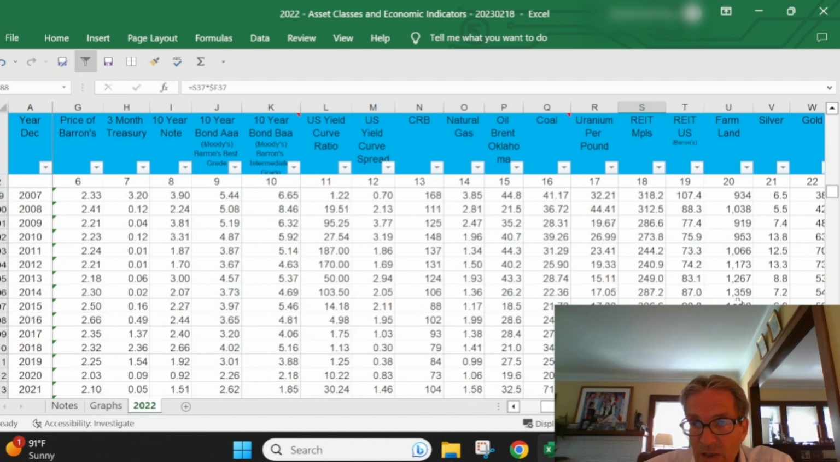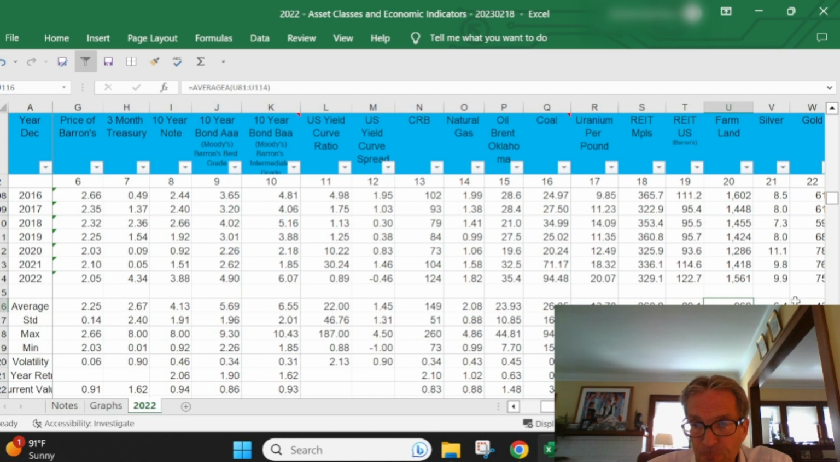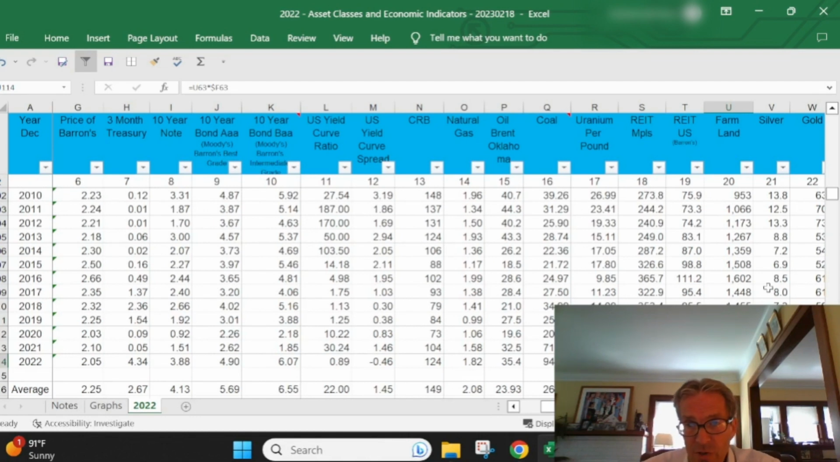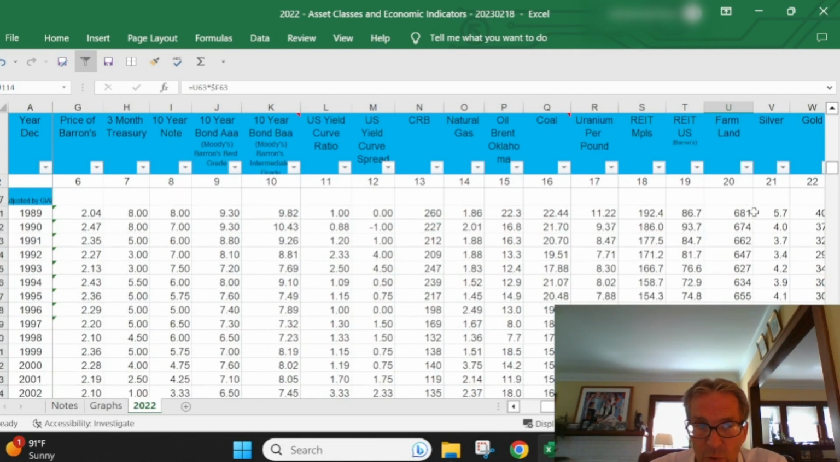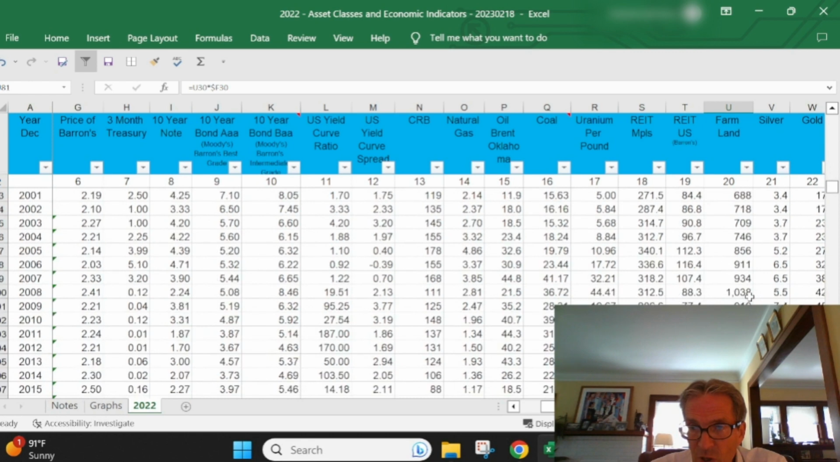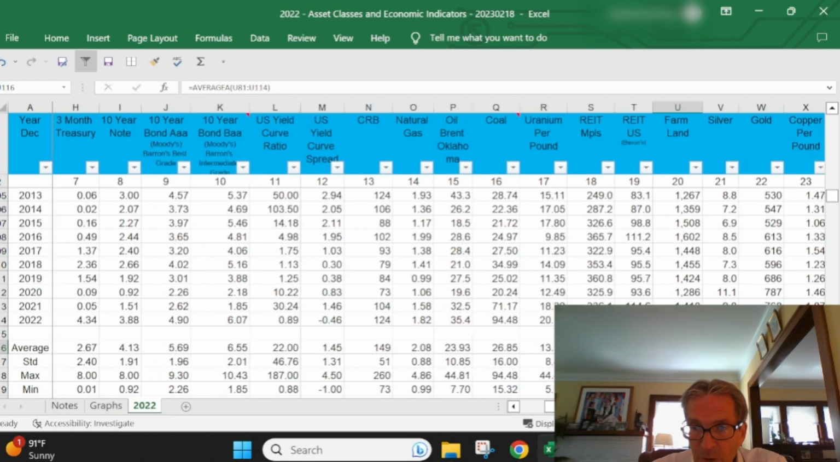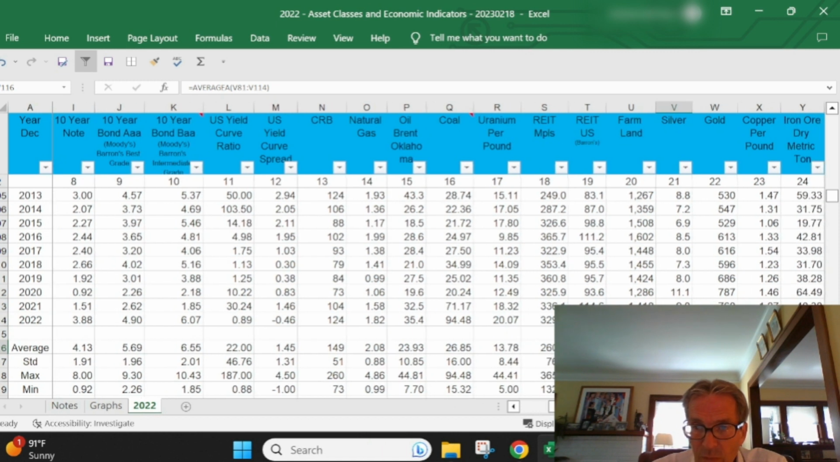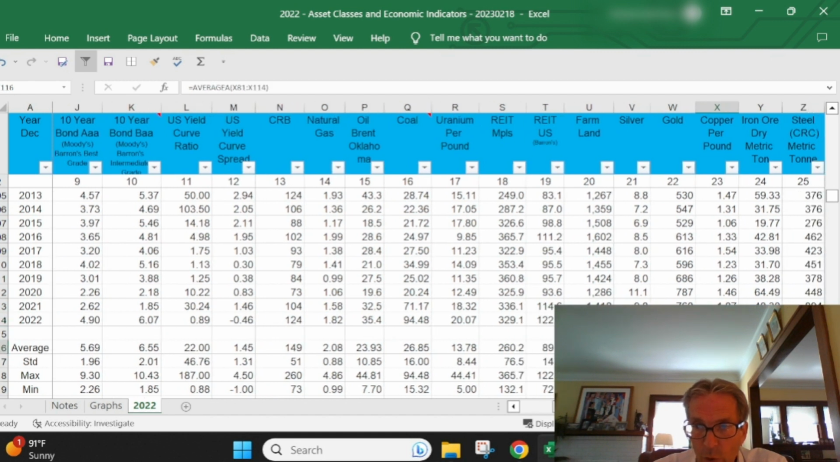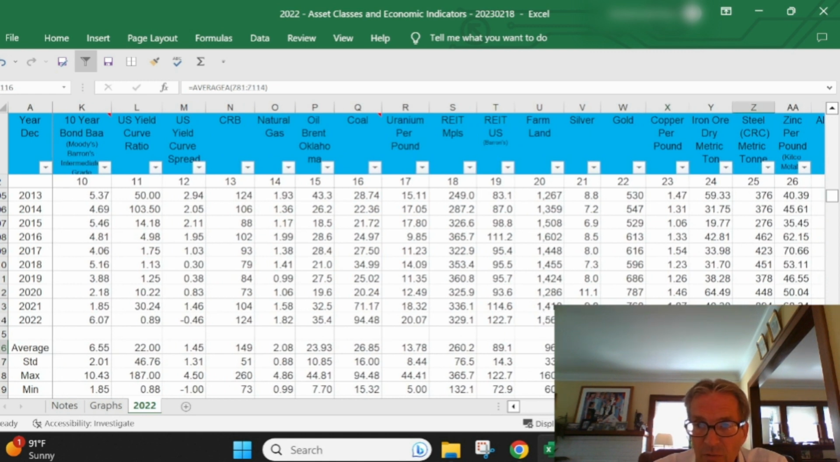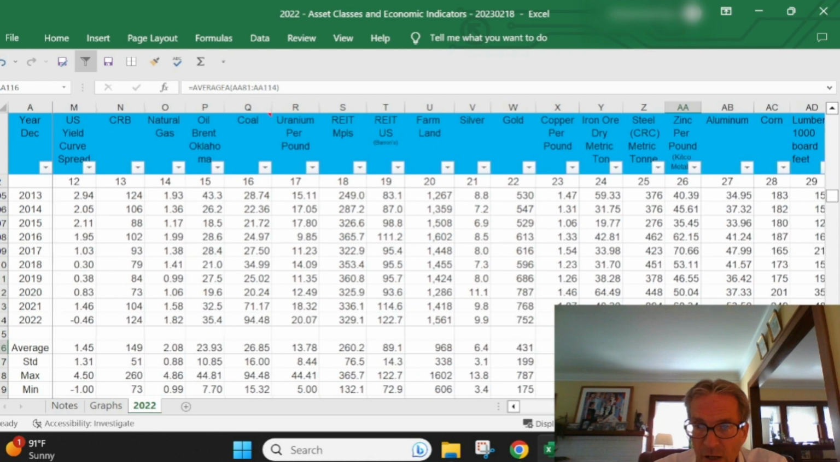The next asset class is farmland. It is way above standard deviation, very, very highly priced. It was very fashionable in the 70s. Then it became unfashionable, farm prices. I'm definitely not sure what will happen there. Silver is way overvalued, as is gold. Copper is also overvalued vis-a-vis its historical average, as is iron ore. Steel is fairly evenly valued. Zinc is a little bit overvalued.